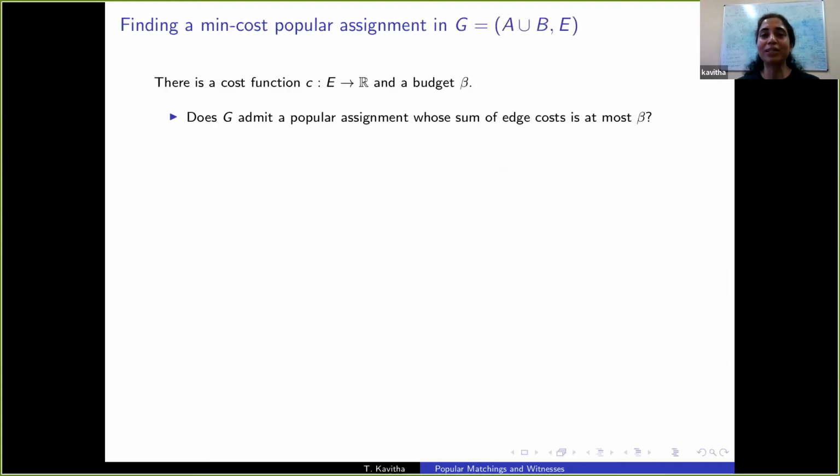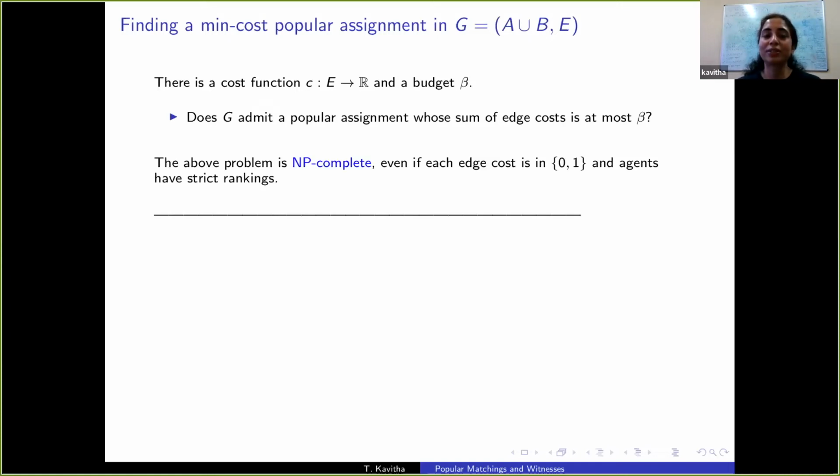So now let's look at a slightly tougher problem. Suppose there is a cost function. So the graph has a popular assignment. Our algorithm is able to compute one, but there's also a cost function and there's a budget. And we would like to compute a popular assignment whose cost is at most the budget. So this is basically the min cost popular assignment problem. Can we do this in polynomial time?